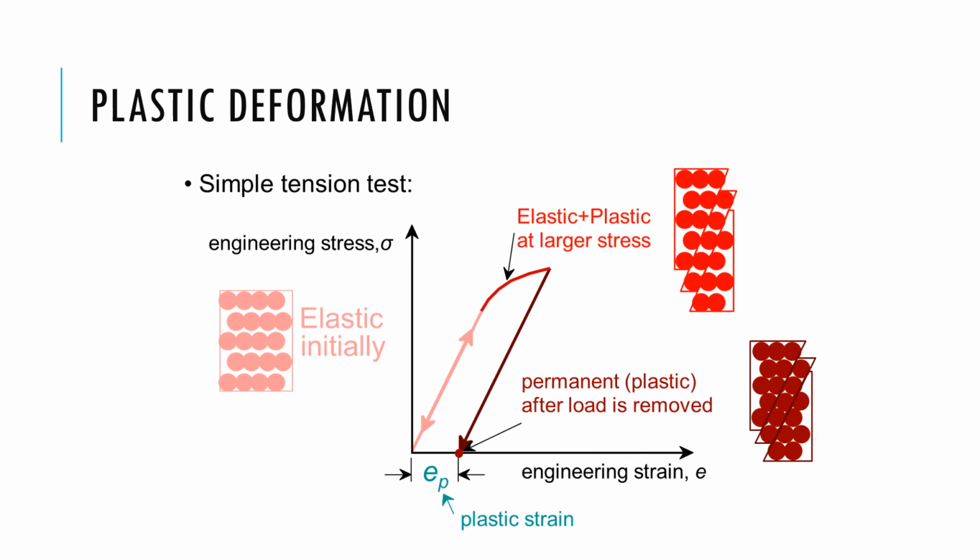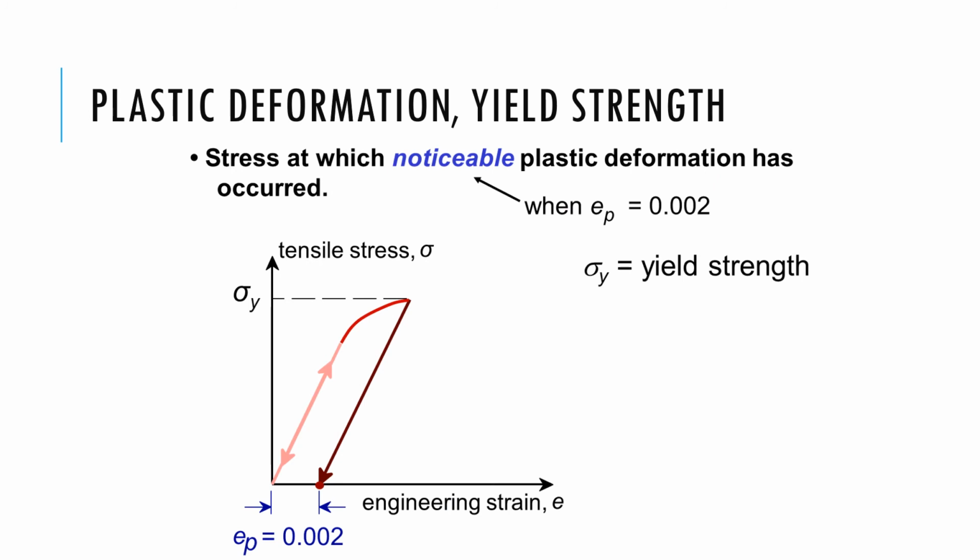Okay, so we've performed our simple tension test, and we'll now focus on plastic deformation. So we move away from this linear region where there is a linear relationship between engineering stress and engineering strain. And there's a couple of parameters that we should be aware of here.